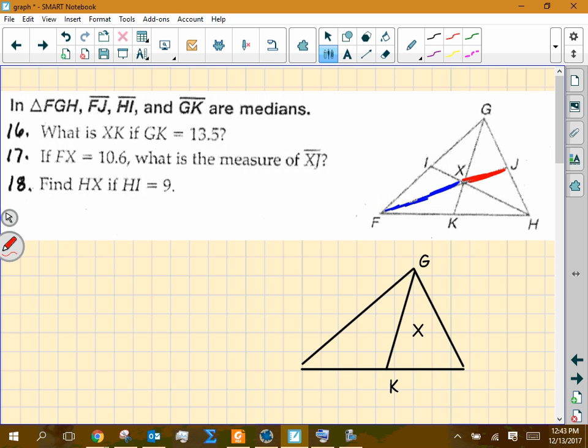The blue one's twice as big. That means the red one is half the size, right? So if 10.6 is the blue one, then the red one's got to be 5.3. Okay.